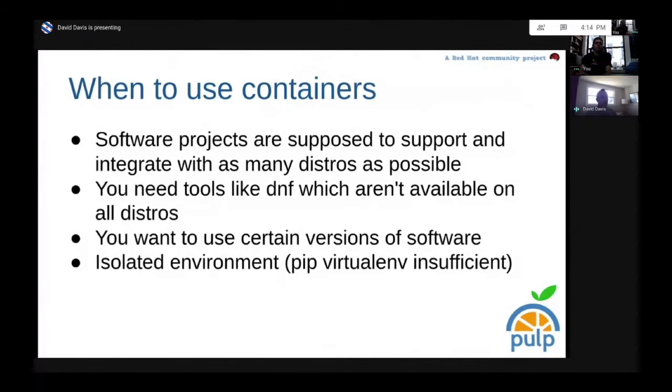Sometimes you might need tools like DNF, which aren't available on all distros. This was actually a use case for us. We have an RPM plugin, and we want to test using DNF to install packages from Pulp. Of course, Ubuntu doesn't have that, so we spin up a Fedora container to test that out.